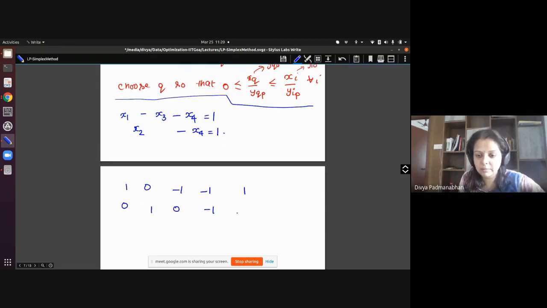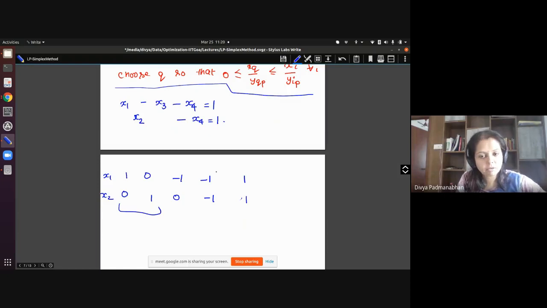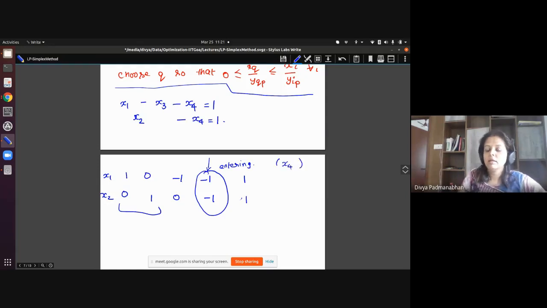Now I'm fixing the basis as x1, x2. So this row corresponds to x1 and this is x2. And now suppose I'm fixing that this one is going to enter, so this is entering the basis. That means I'm going to fix x4. x4 is entering. Now what are the ratios? Can you tell me the corresponding ratios that we wanted to compute? It's just whatever you have on the last column, the ratio of these two. So 1 divided by minus 1, and again 1 divided by minus 1. Both these ratios are minus 1, so both are less than 0.